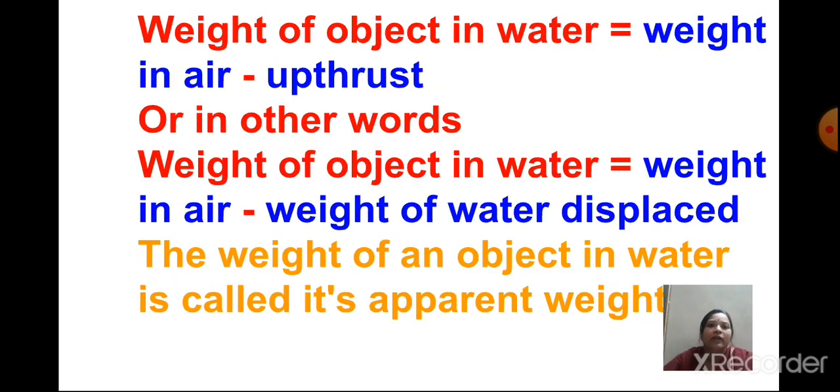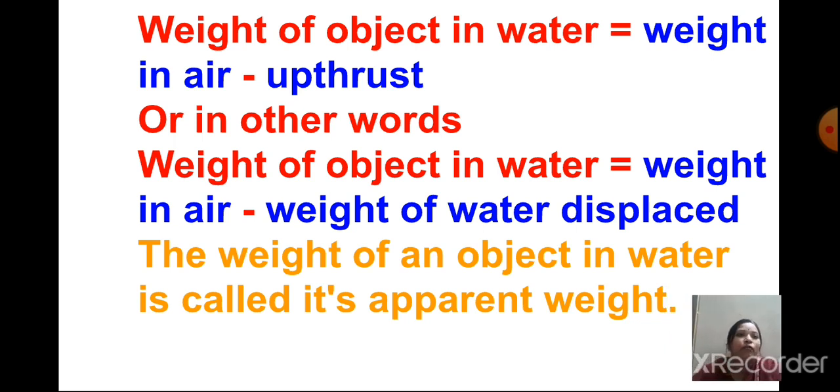Now, children, we have discussed that an object weighs less when it is in the water. The weight of an object is different when it is inside the water and when it is outside. Weight of object in water is equal to weight in air minus upthrust. In other words, weight of object in water is equal to weight in air minus weight of water displaced, because according to Archimedes principle, upthrust is equal to weight of water displaced.